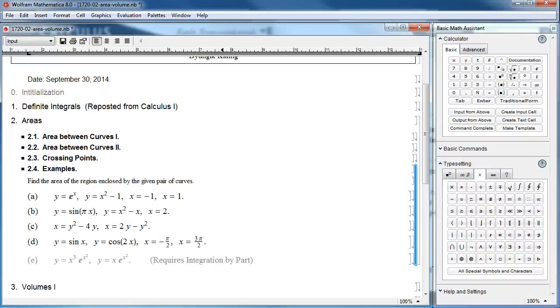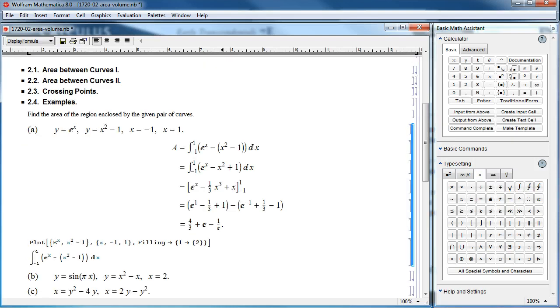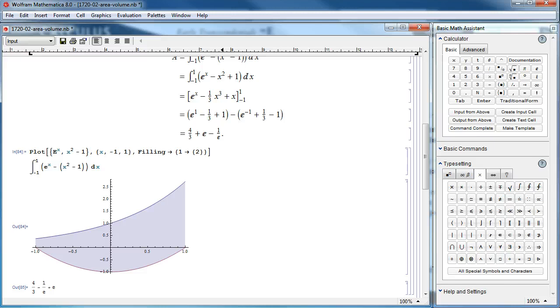Right here, problem A. The upper function is given as an exponential function. The lower function is given as a quadratic function, and the starting and ending points of the interval are explicitly given. You can't get any easier than that. Here's the graph, and excuse me, let's make it a little bit more explicit. Okay, that looks a little bit better.